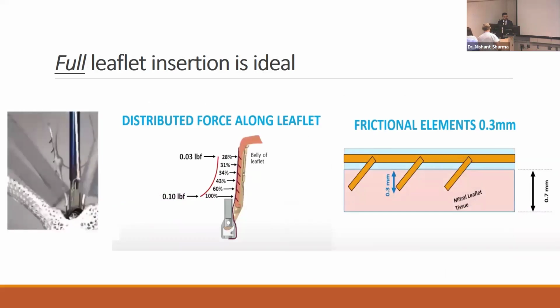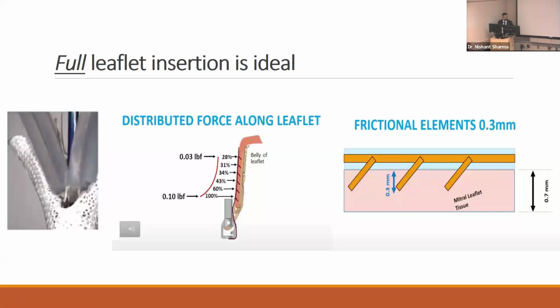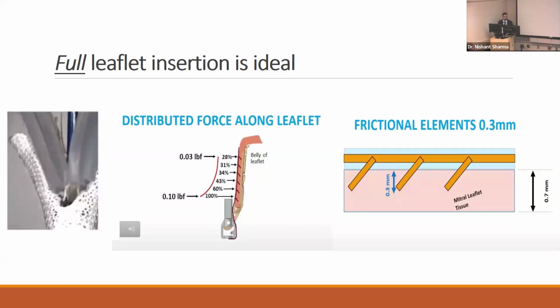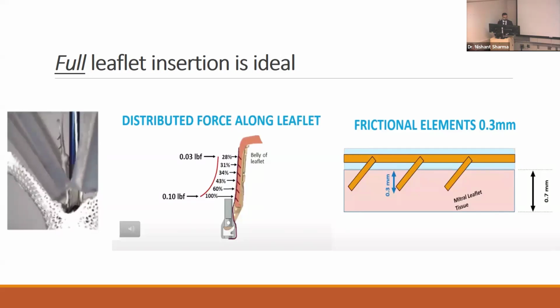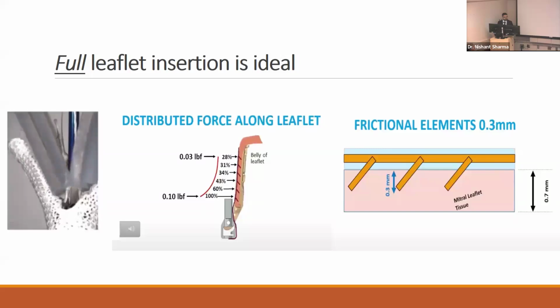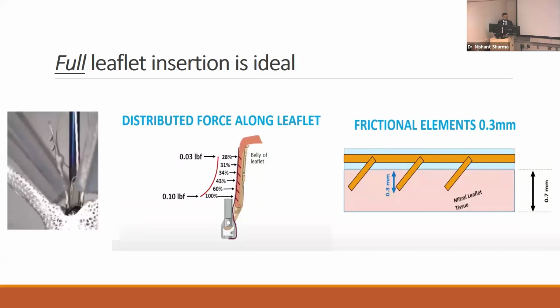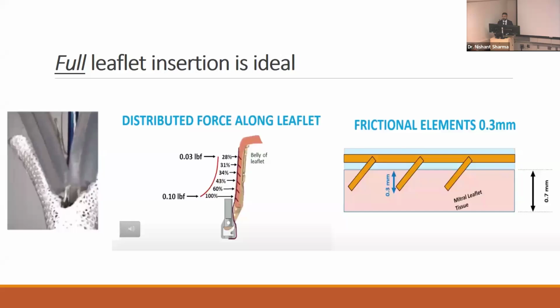This is important to understand: full leaflet insertion is important. On the left, you can see that once you have your grasping tissue, there's actually no loss of tissue insertion during closure, which is an important aspect of the design. There are distributed forces along the MitraClip, but if you look down to the detail, you get the most force really at the crux. So if you look at this image on the left, ideally you'd want your tissue right down to the crux because that's where you're going to get your most adherence force.